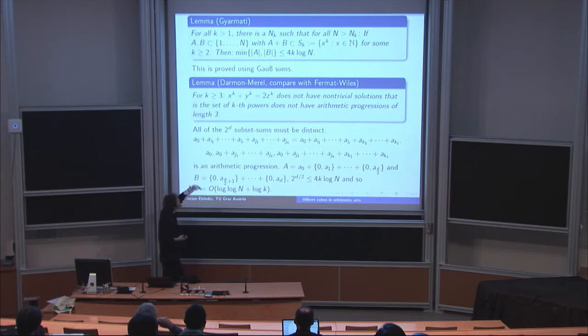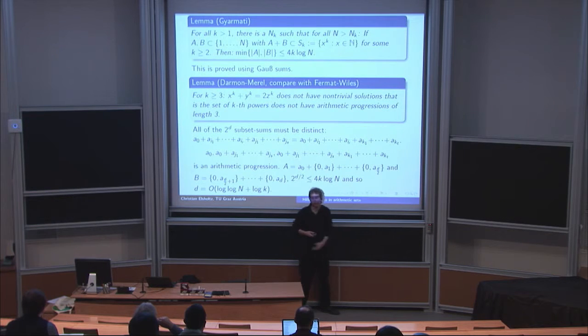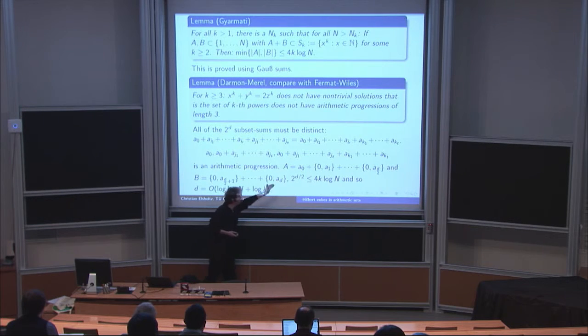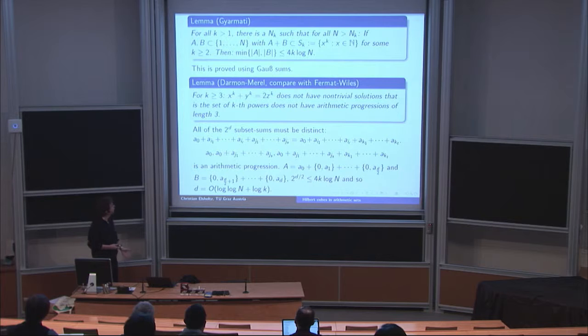And then what you choose to apply Gyarmati's lemma, you say A is the Hilbert cube of the first d over 2 base elements with this additive shift, and B is the set of the second d over 2 base elements. And so by the previous, in the sets A and B they are all distinct, 2 to the d over 2 many distinct elements. And by Gyarmati's lemma, one of these sets is at most only logarithmically sized. So therefore, just taking the logarithm in this line, d is of double logarithmic size. So that's very nice. For the set of kth powers, therefore, we get big O of log log n. And we hope for the set of squares we can do it similarly.